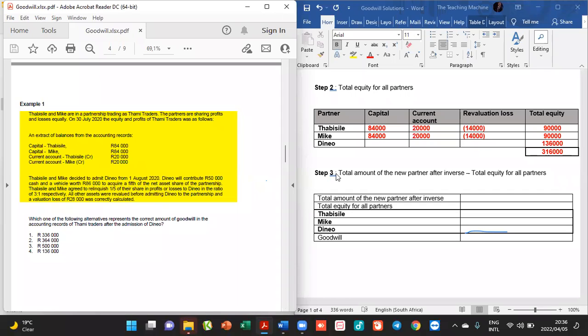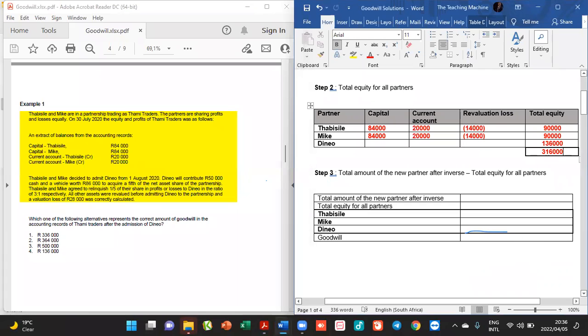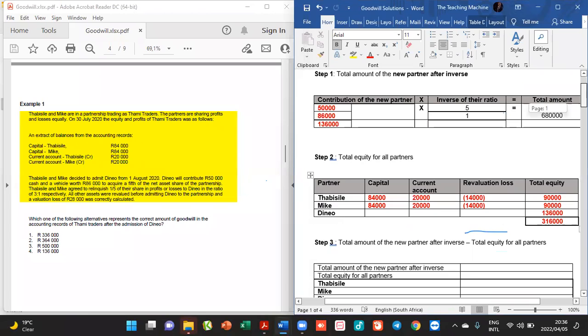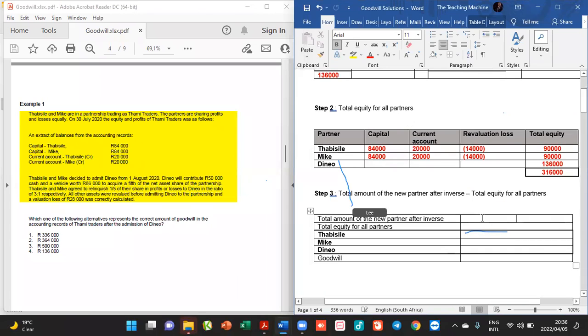Step 3, the total amount of the new partner after investment minus the total equity. That means step 1 minus step 2. What is the total amount of step number 1? It's 680. What is the amount of step number 2? It's 316,000. How did we get 316,000? This is the total of partners.